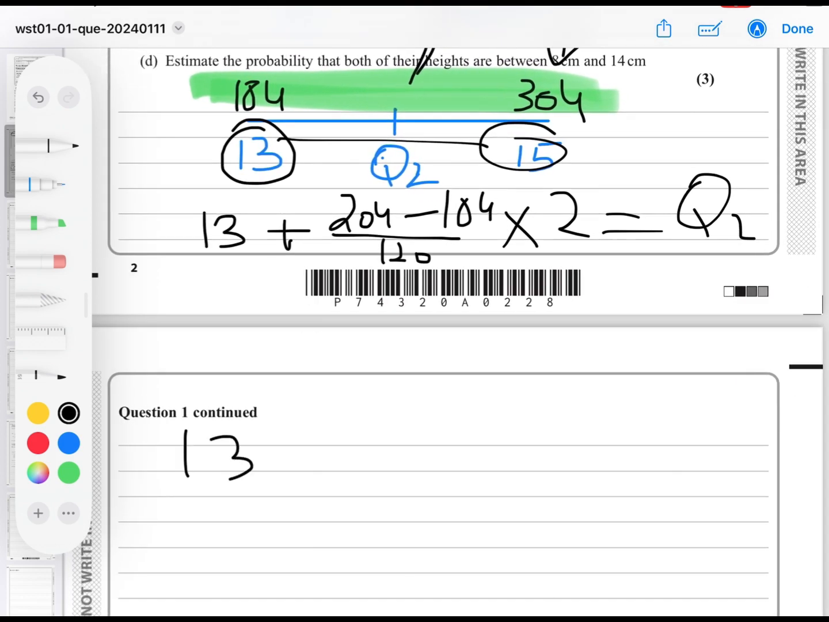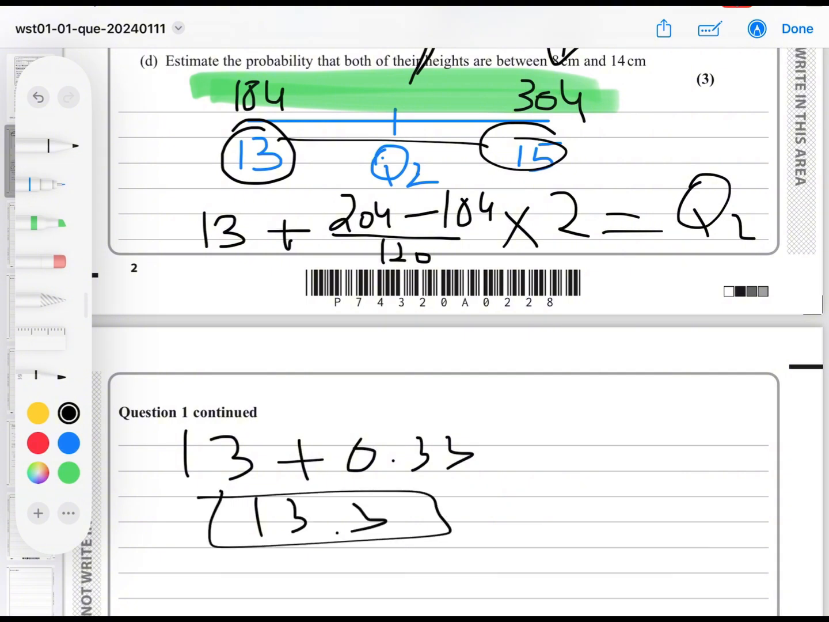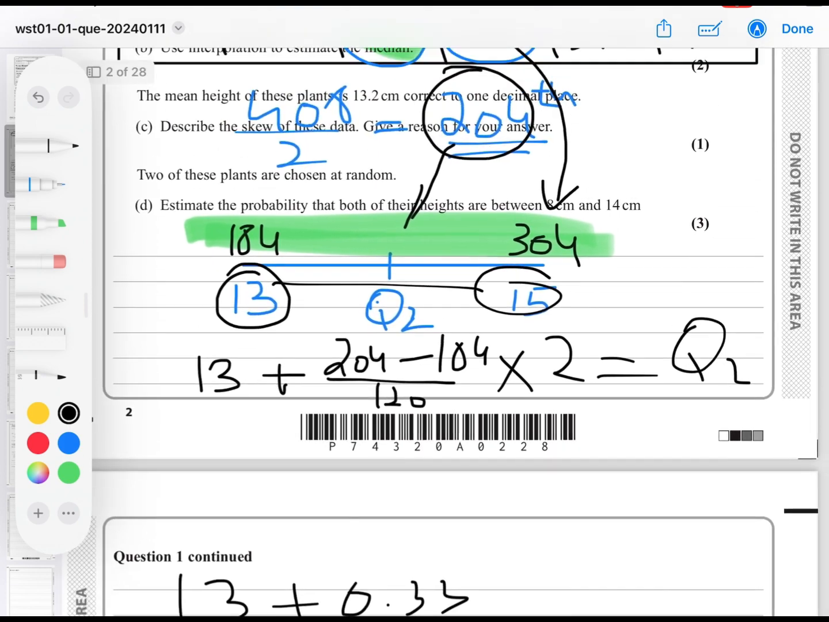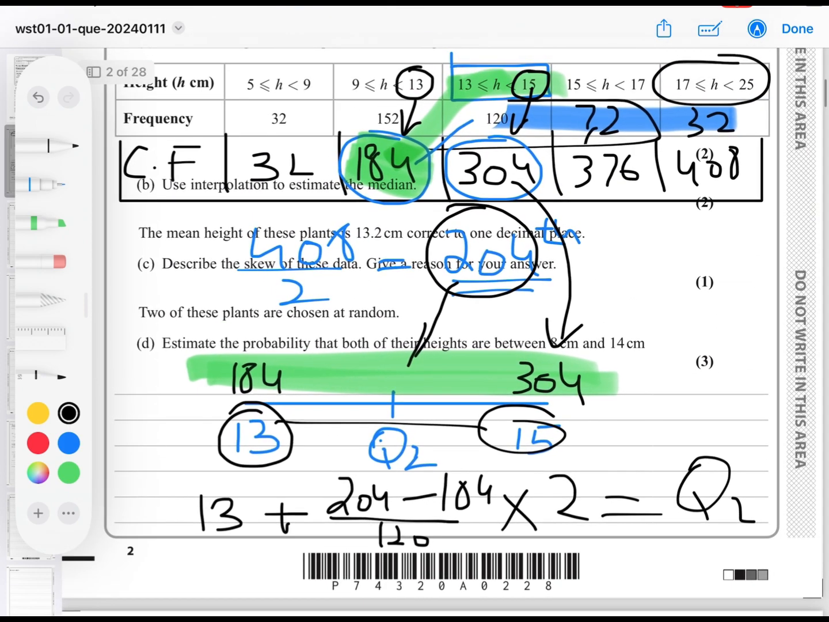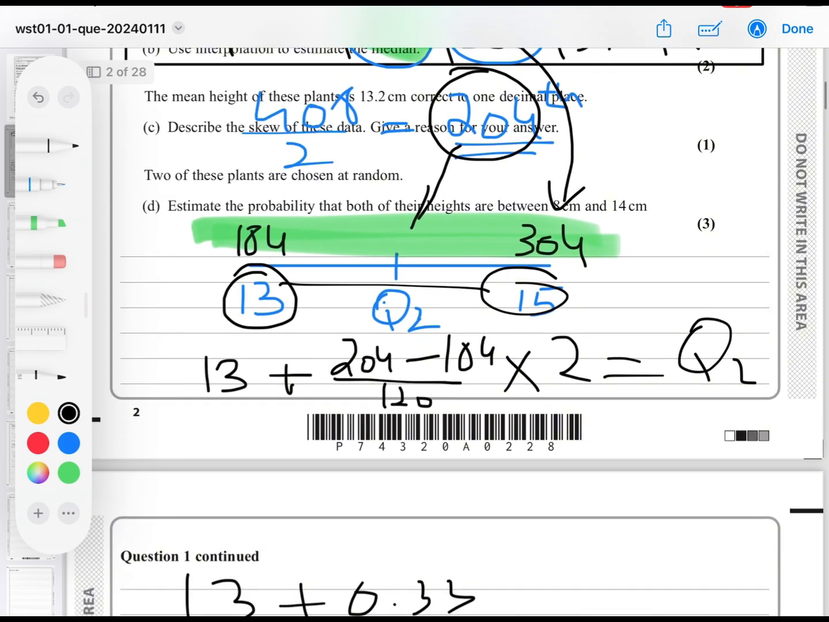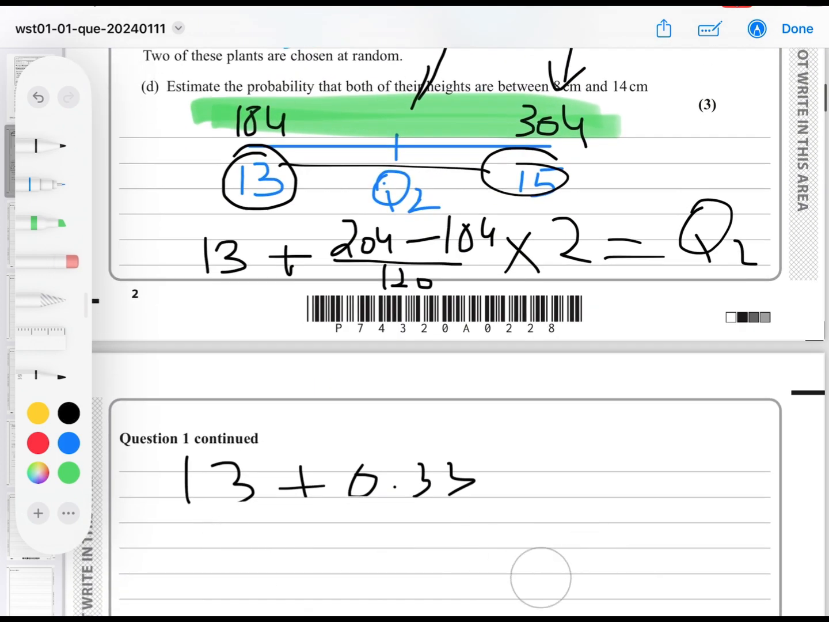So now we have here 13 plus 0.333. By adding them I got this. So this is the answer. The median will lie on 13.3. So this is it for the second part.